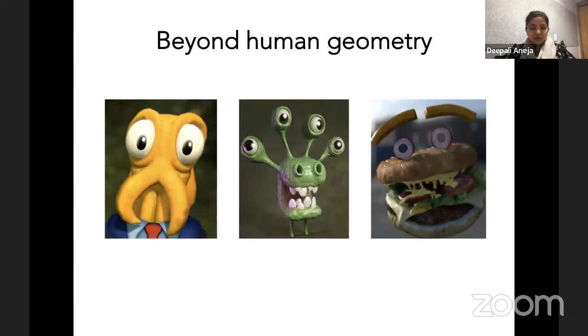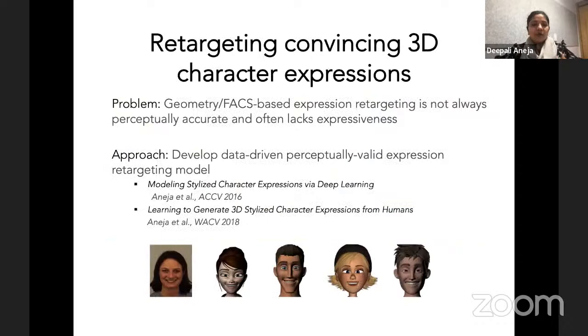I would just give an overview of the first work that I did during my PhD, which was retargeting convincing 3D character expressions. This was done a while ago, so there are better and other advanced deep learning networks also handling this problem. I would define this problem as: geometry or feature-based expression retargeting is not always perceptually accurate and often lacks expressiveness, and how we handled it at that time was to create a perceptually valid expression targeting model.